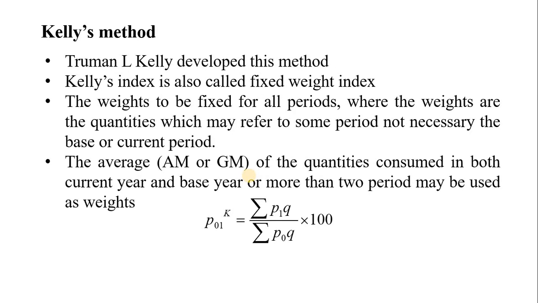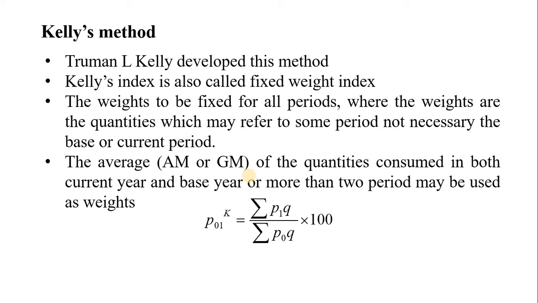Now the last method is Kelly's method. Truman L. Kelly developed a method, and this method is known as Kelly's index number. This index number is also called the fixed weight index number, because under this method the weights are fixed for all periods, where the weights are the quantities which may be referred to some period, not necessarily the base or current period.